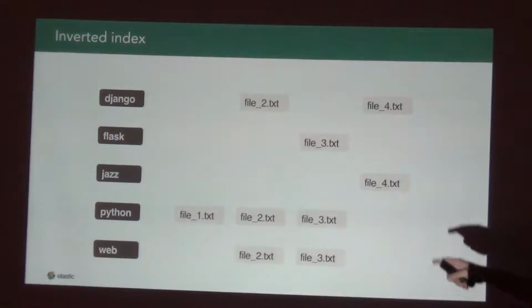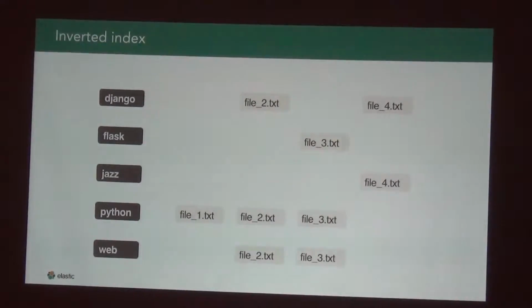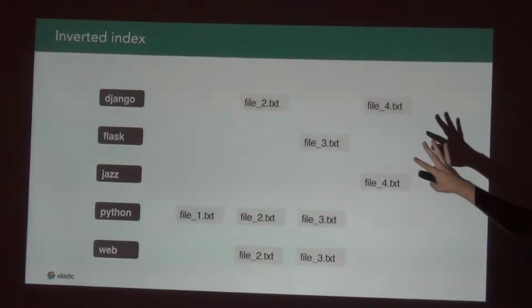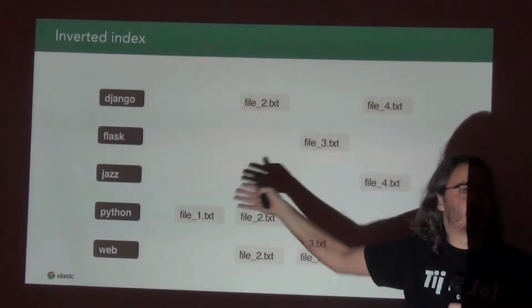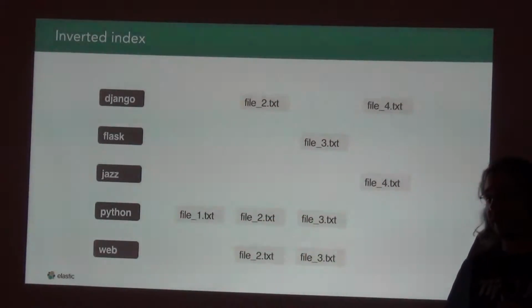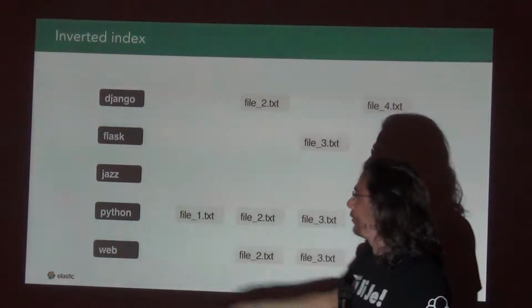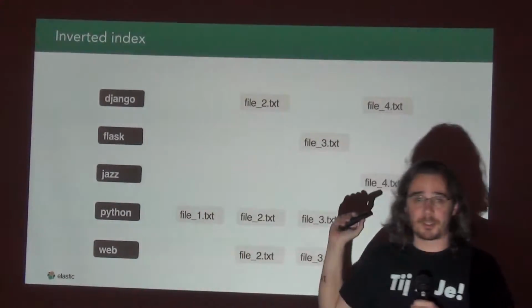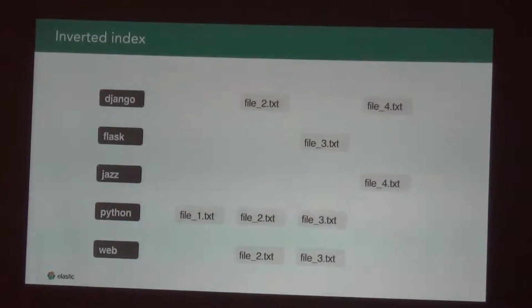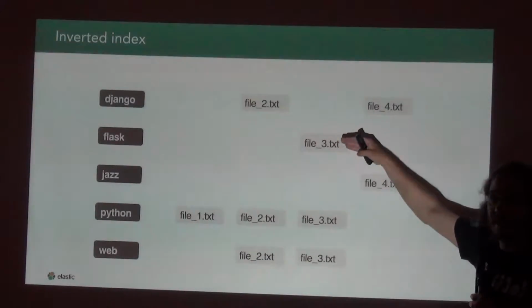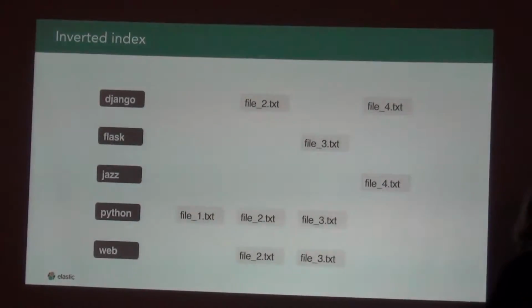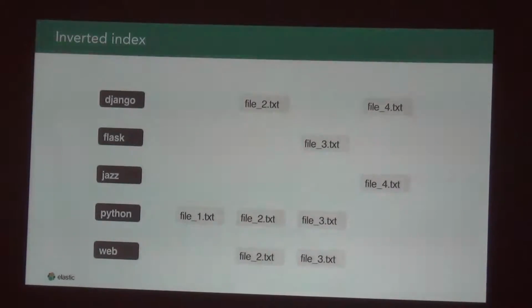So in our case, we have 4 files: file 1, 2, 3, and 4. And we have five different words that can occur in these files. So first to note is that both the words and the files occur in a sorted fashion. So when I want to locate something that mentions Flask, I can do it using binary search on the list of words, so it is very effective. And then what I get essentially is a list of files in our case.